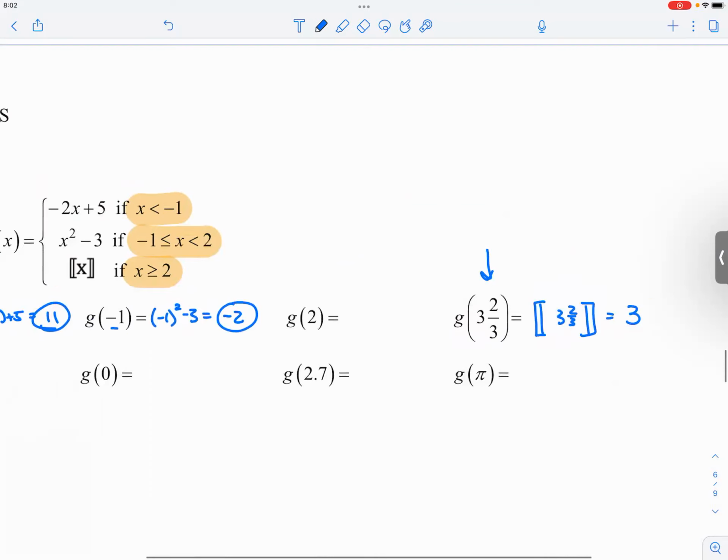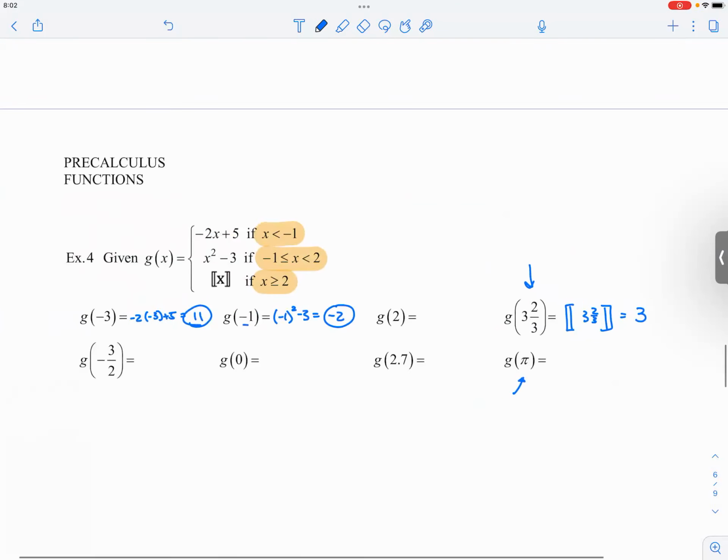Okay. How about this? How would you handle this? G of pi. What is G of pi? 3.14, right? Okay. Well, in this case, which piece would you use? The step function one, right? The last piece. So we basically do a step function of pi, which we know is 3.14 something. And a step function of 3.14 is simply 3.